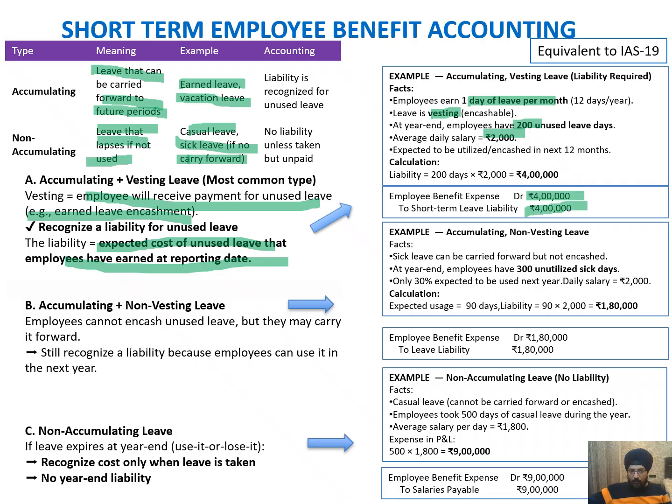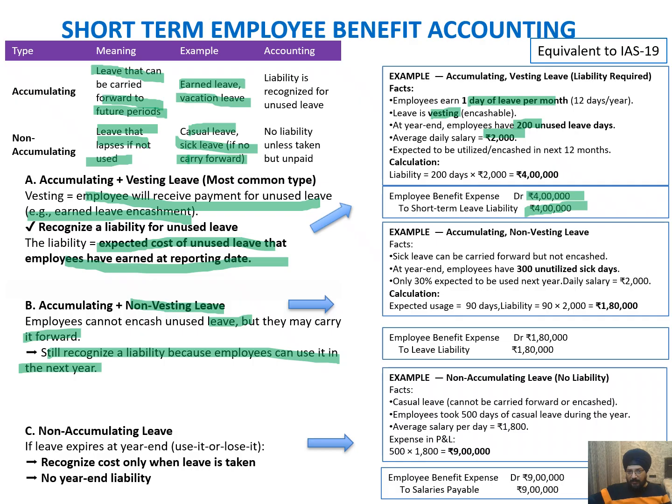Another example, accumulating leave but non-vesting leaves. This means the employee cannot encash the unused leave but may carry it forward. It can be carried forward, but there is no encashment. We still recognize the liability because the employee can use it in the next year. If it is carried forward to the extent of next year, then we have to recognize the liability.